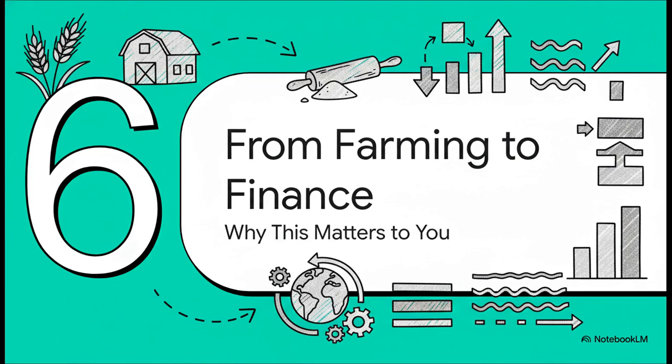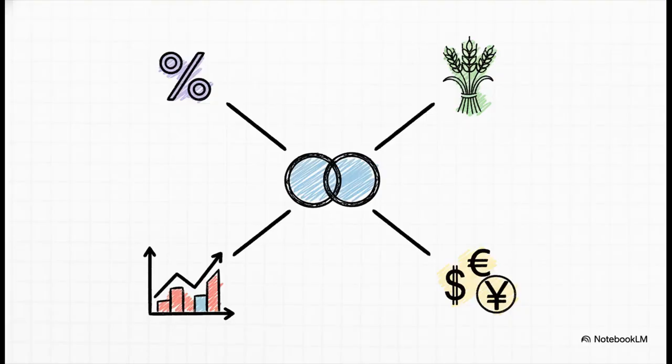Okay, so a farmer, a baker, a speculator. It all makes sense for a bushel of wheat. But what does any of this have to do with the massive, complex world of global finance? I mean, why should you care? Well, because this exact same logic, this fundamental idea of managing risk, it applies to pretty much any asset you can possibly think of. We're not just talking about wheat anymore.